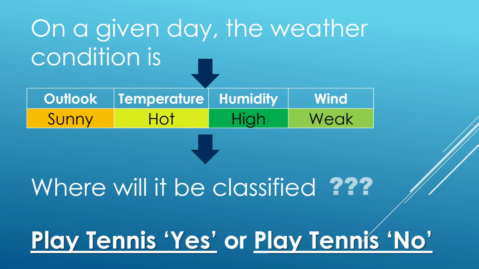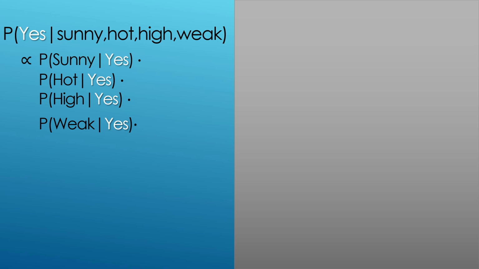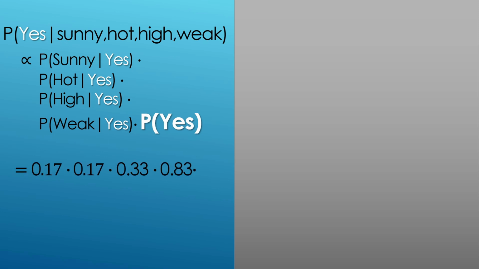It's very simple. We will multiply all the conditional probabilities with our prior, and we'll get a value which is proportional to our posterior. So P yes given sunny, hot, high, weak. Sunny, hot, high, weak is our condition, and we want to know the probability of yes. That is proportional to, because of the Bayes theorem, P sunny given yes multiplied by P hot given yes multiplied by P high given yes multiplied by P weak given yes multiplied by the prior. When we put in values, what we have already obtained is 0.17 multiplied by 0.17, 0.33, 0.83 multiplied by 0.6. It is 0.0046. It's a number which is proportional to our probability of the posterior. It's not a probability still. We have not normalized it, but it is proportional. And this is enough to classify according to the Naive Bayes classifier.